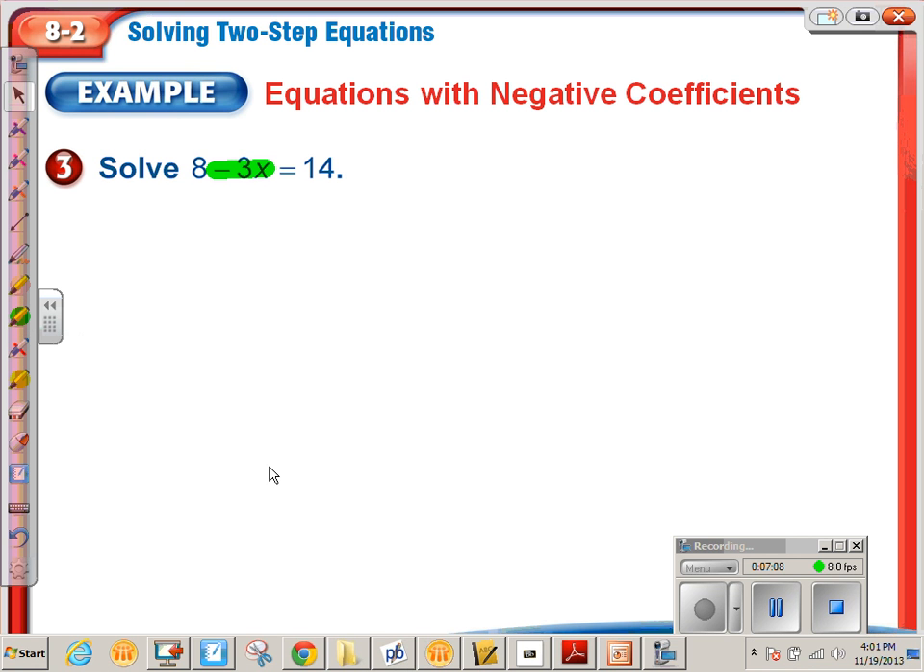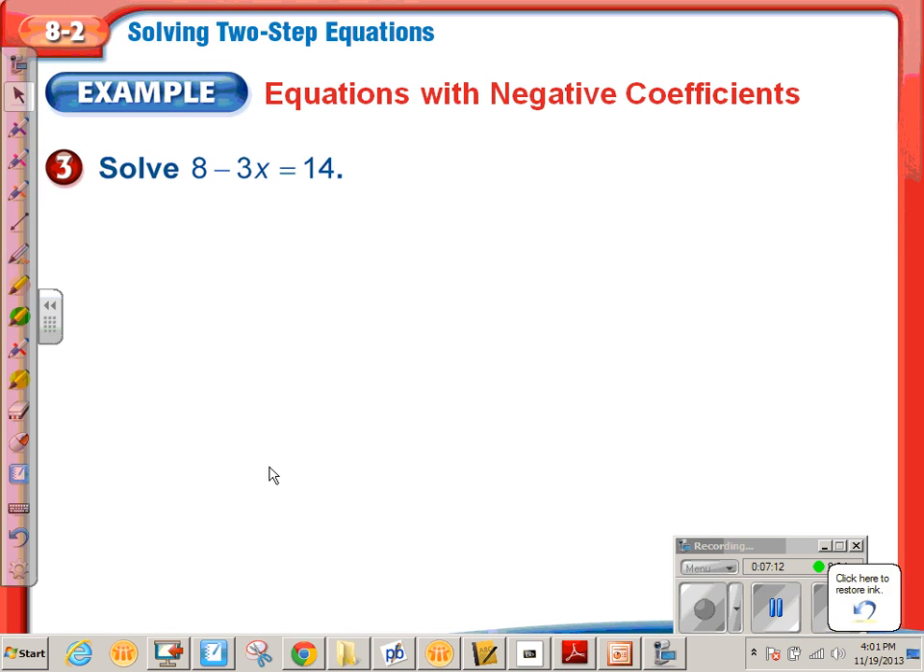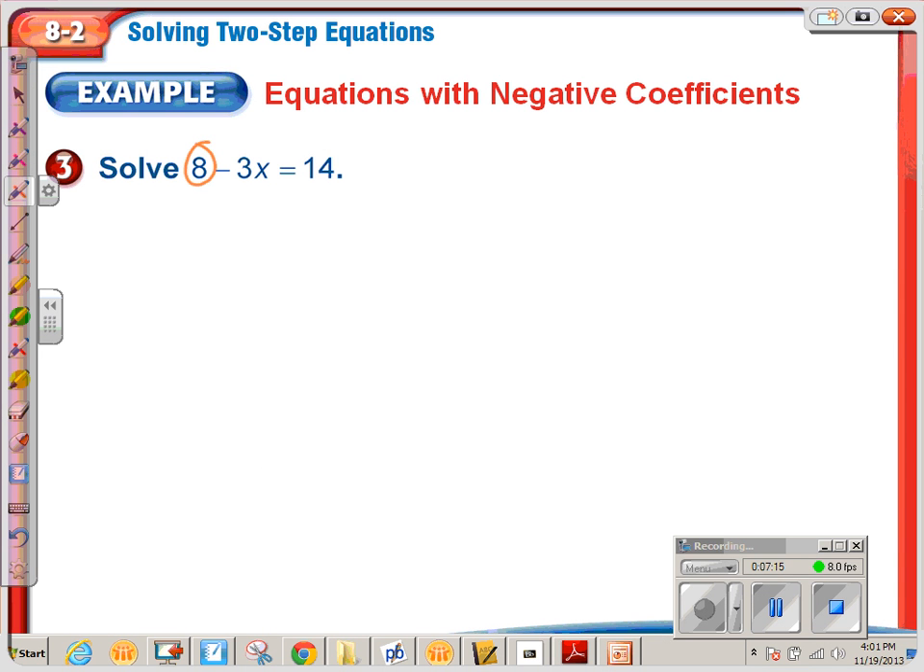Well, this is a positive 8, this number right here. How do I know? Because I don't see anything in front of it. So if I don't see anything in front of it, then obviously that's going to be positive. So to get there, we're going to subtract 8 on both sides of the equation. That cancels. -3x is equal to 6.